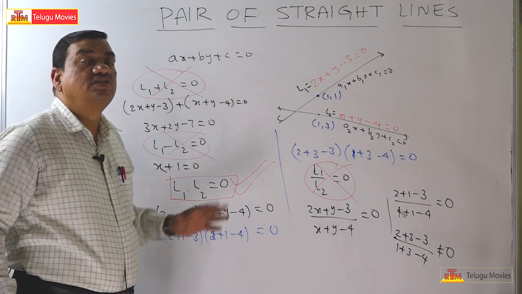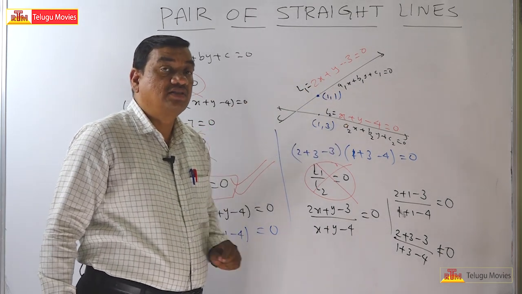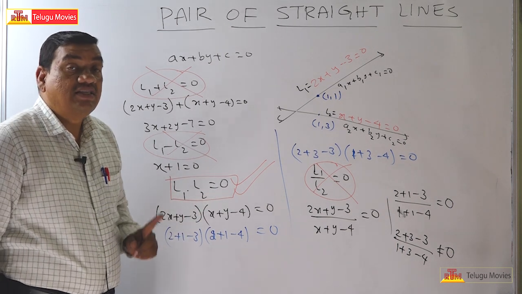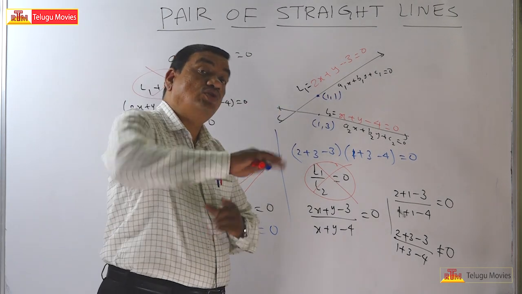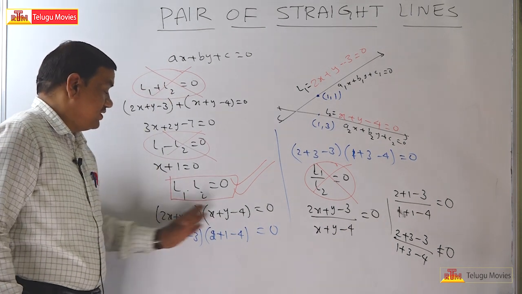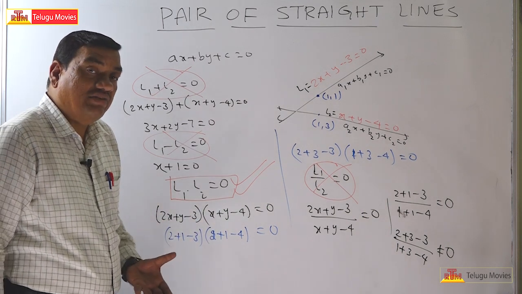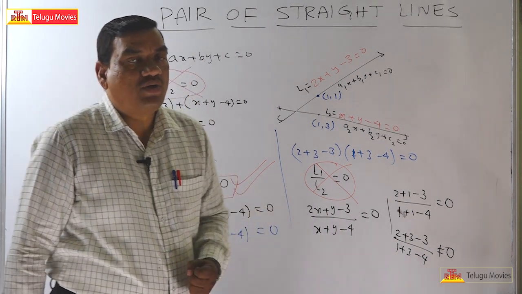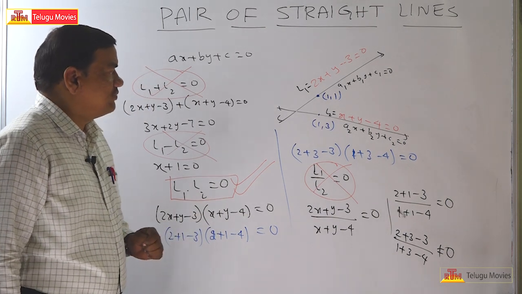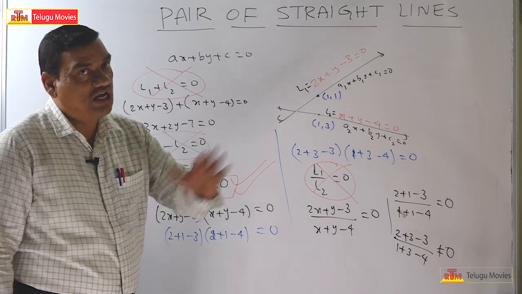So on the whole, from this discussion, what we can say is that if two equations of two lines are given, the product of their equations only satisfies all the points on both the lines at a time. So if you multiply the equations of the two lines, that will give the combined equation of the two lines. I hope that you understand this concept. Now let us see the combined equation of the two lines in a general form.